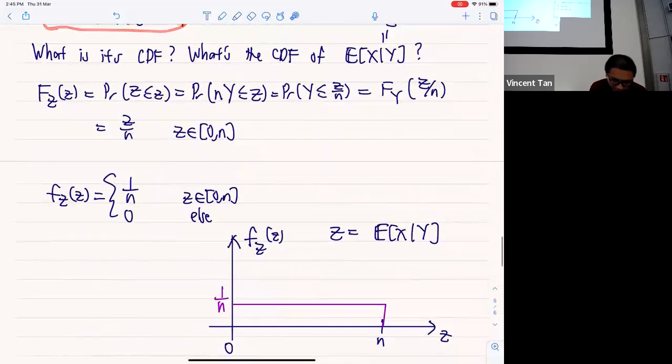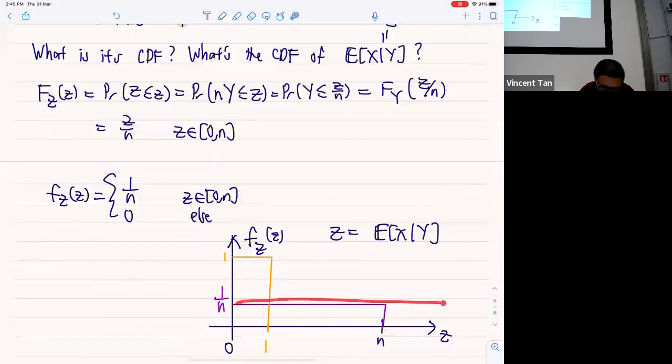We can simply find the PDF of Z, which is basically a flattened version of the PDF of Y. Because the PDF of Y is like this, it is 1, the PDF of Y is like this. That's the PDF of Y. Then, because we toss it n times, it gets stretched out like this.